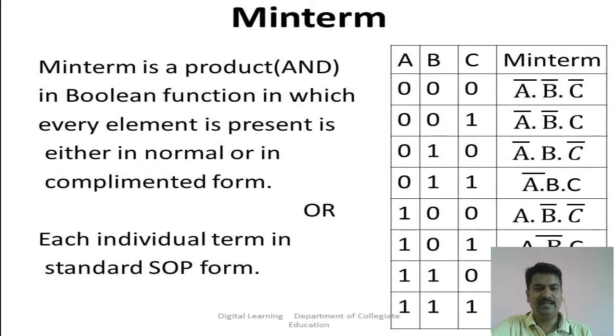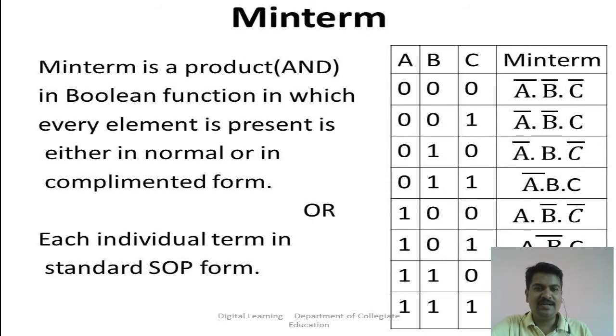We'll move on to the next thing, which is the minterm. A minterm is a product term, a product in a Boolean function. As I told you, the SOP is a Boolean expression. In that Boolean expression, one product term is called a minterm. Product, in the sense of a logical AND, in which every element is present in either normal form or complemented form. Normal form is writing the variable as it is. Complemented form is A bar, or you can write B bar or C bar.